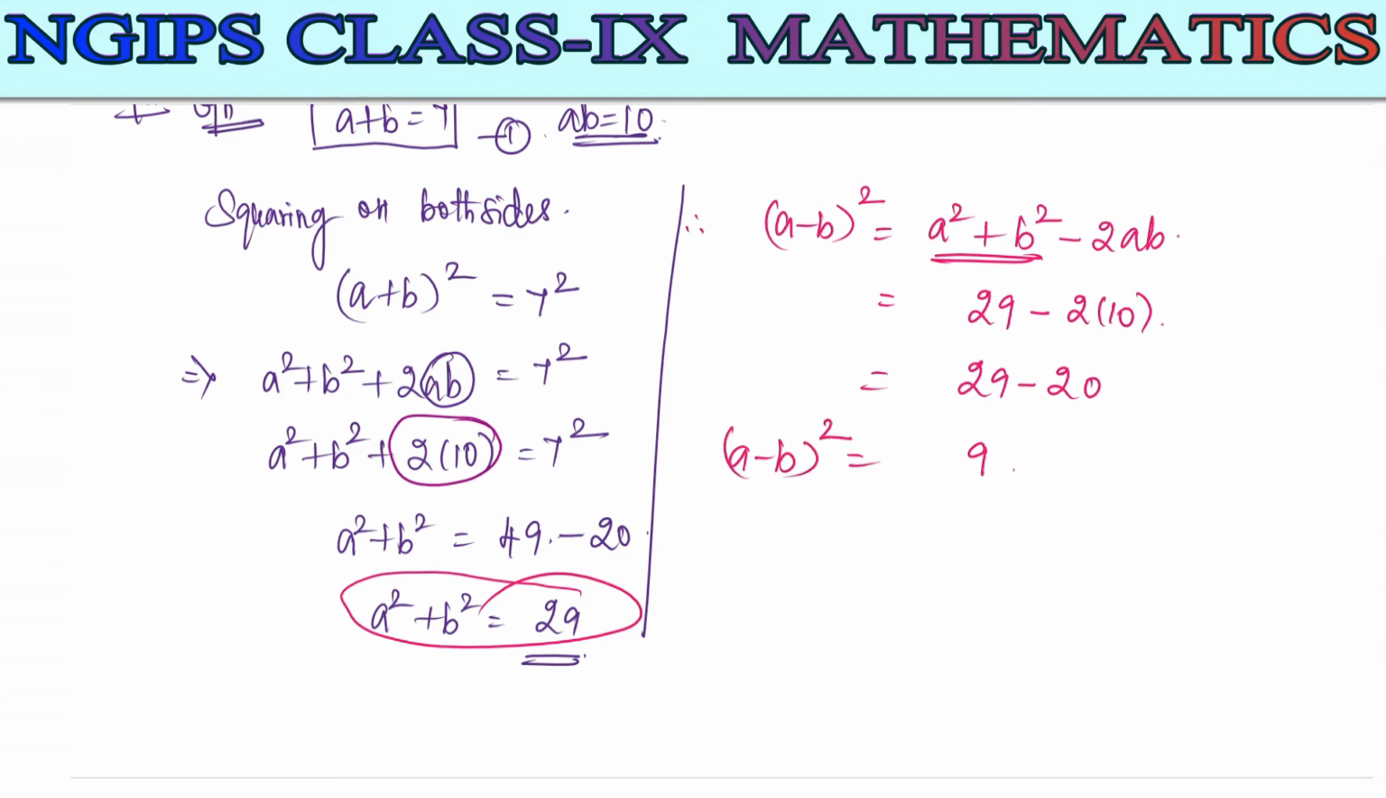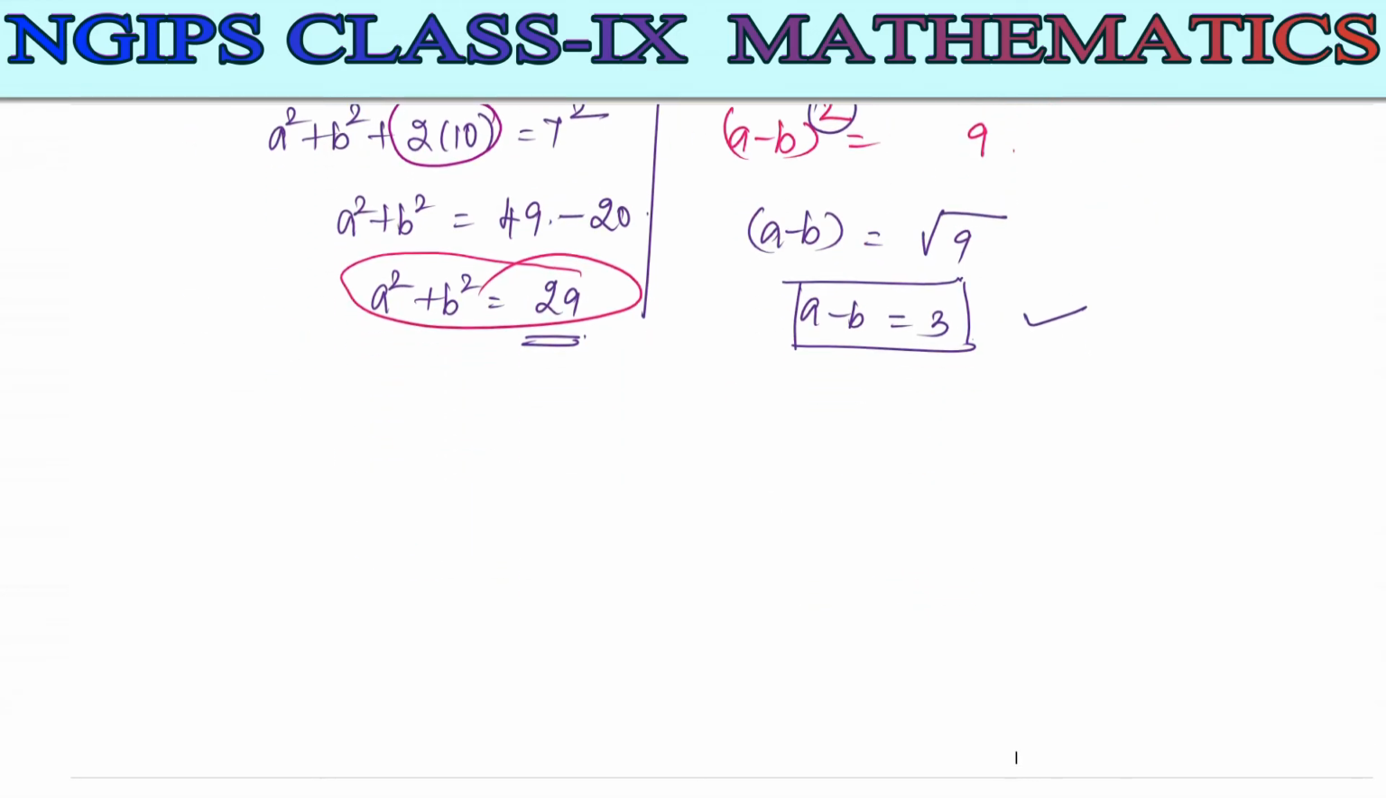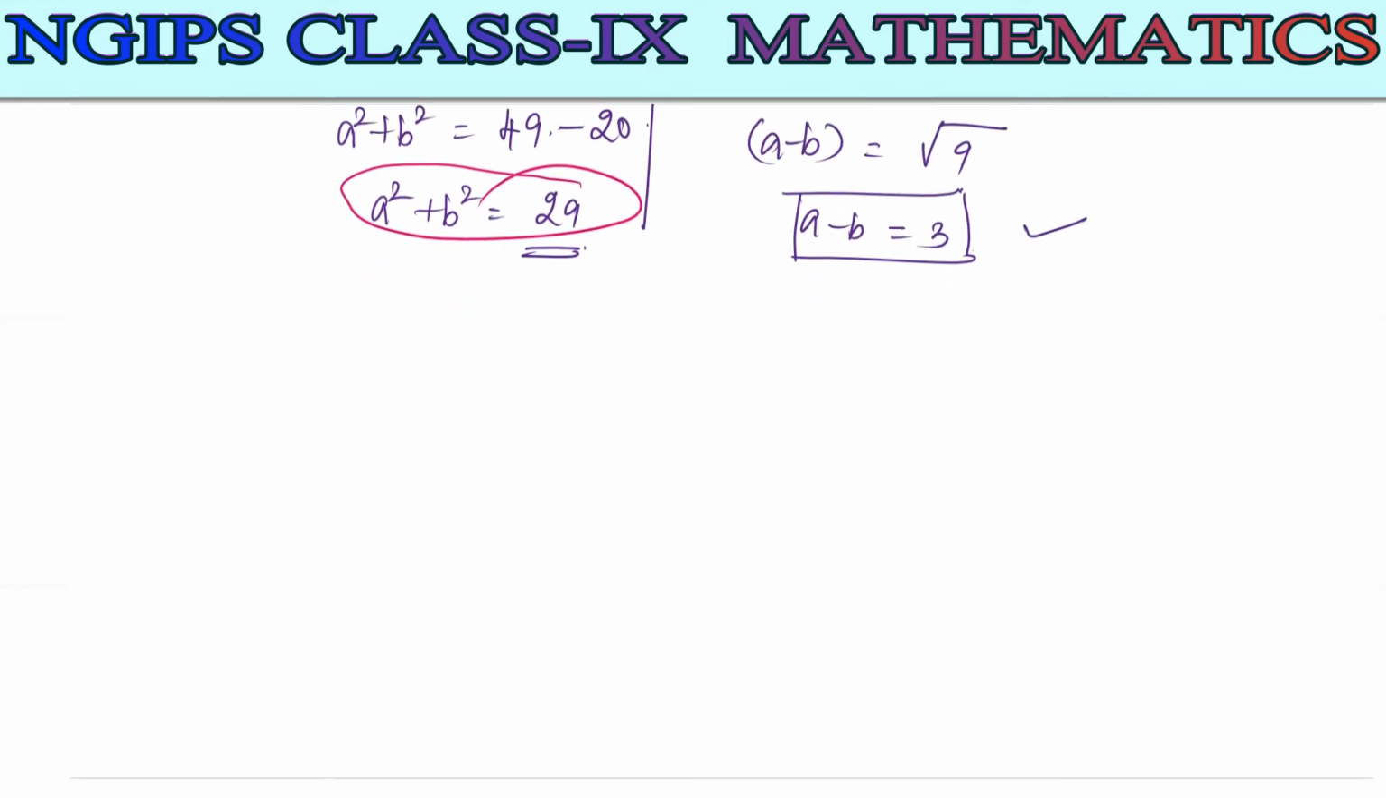Actually we are not supposed to find a minus b whole square, we just need to find a minus b. So what I am going to do here is shift this square to the opposite side, so that it becomes square root of 9. The square root of 9 is going to be 3. So a minus b value is going to be 3. This is one method. I am going to explain the other method in the second, similar question.